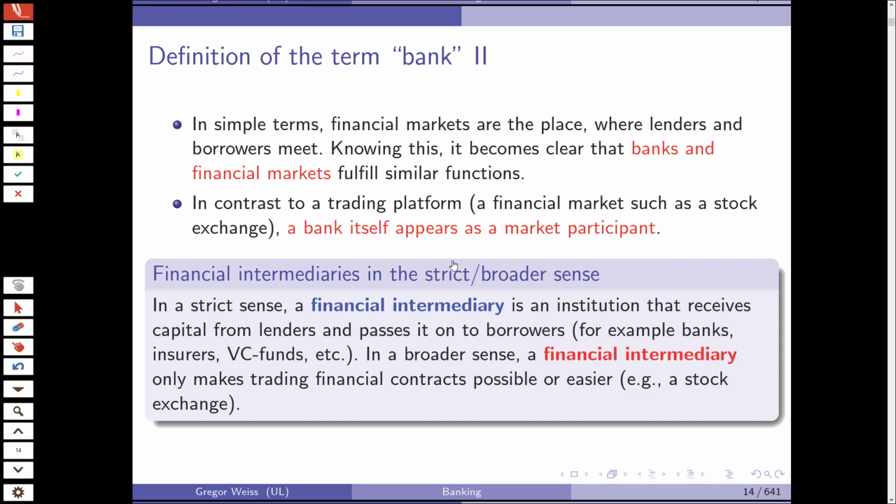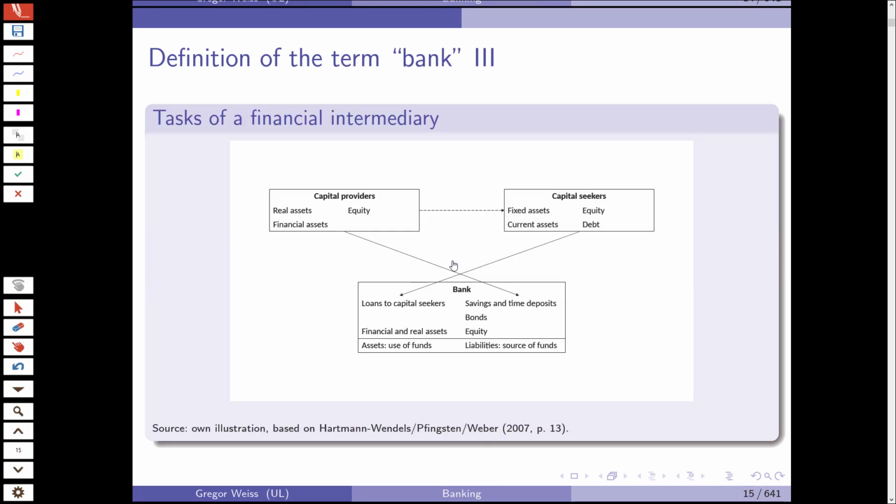What you will also find is the definition that banks are financial intermediaries. In German, we have the same word, Finanzintermediär. A financial intermediary, in a strict sense, is an institution that receives capital from lenders and passes it on to borrowers. Somehow it facilitates this, but actually it takes capital on itself and passes it on to other people. In a broader sense, a financial intermediary only makes trading financial contracts possible or easier. Now, this would be a stock exchange. Obviously, a bank is a financial intermediary, but rather in the strict sense than in the broad sense.